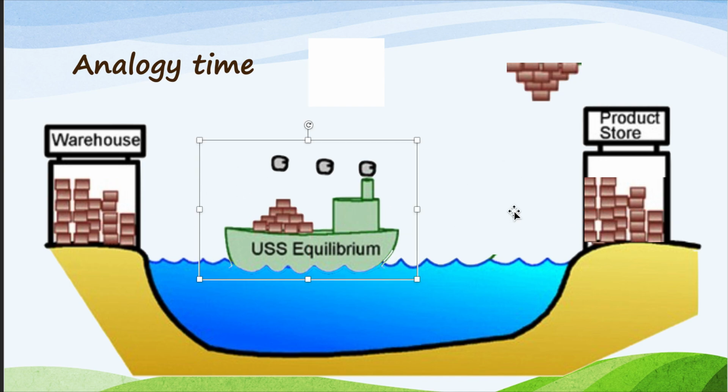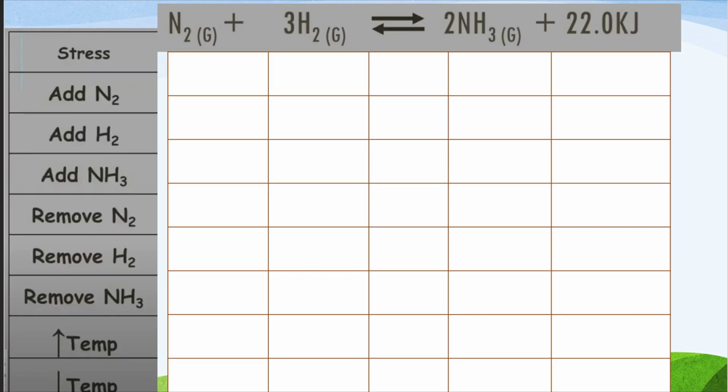When we see that the rate at which things are being sold is equivalent to the rate at which things are being made, that's what we can compare to an equilibrium. I hope that helps with understanding equilibrium. But let's apply Le Chatelier's principle here, and I'll explain it with this reaction.